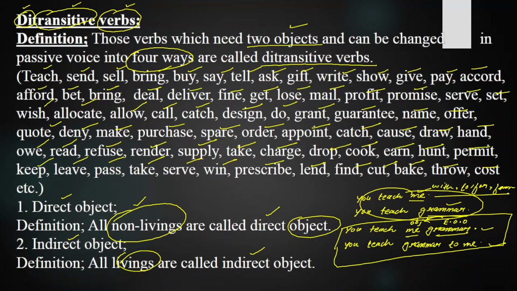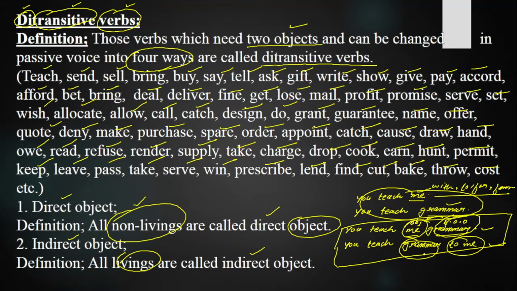And this is the way to make the sentences of ditransitive verbs, which need one living object and one non-living. And if you want to bring the non-living first, we will be using a preposition like to me. Different verbs will take different prepositions with them. We will learn them in sequence. Main target, I hope you got what we mean by ditransitive verbs. So those verbs which need two objects and can be changed from active voice into passive voice in four ways are called the ditransitive verbs.